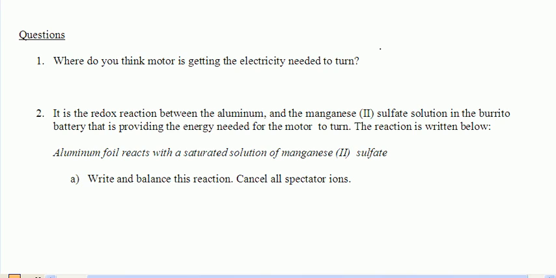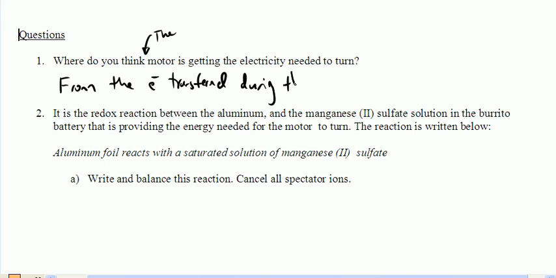So, where do you think the motor is getting the electricity needed to turn? Okay, and this is a very, very straightforward answer. It's from the electrons transferred during the redox reaction.